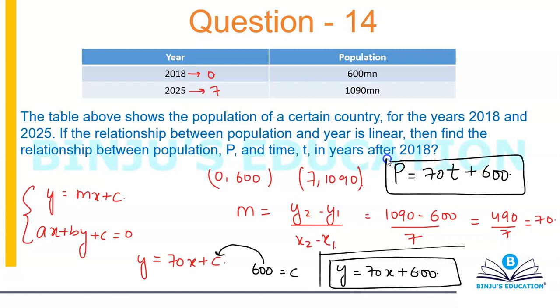You can verify your answer also. When you put t equals to 0, your population is 600. When you put t equals to 1, that is the population for the year 2019, that will be 670. For 2020, you'll have to put t equals to 2. In that case, your population will become 70 into 2, which is 140, plus 600, that is 740. When you put t equals to 7, you'll get the population for year 2025, that is 1090.